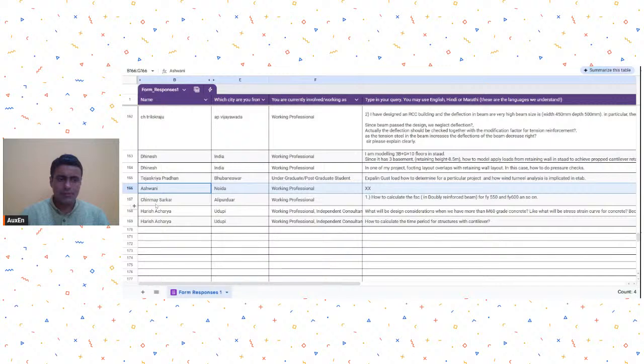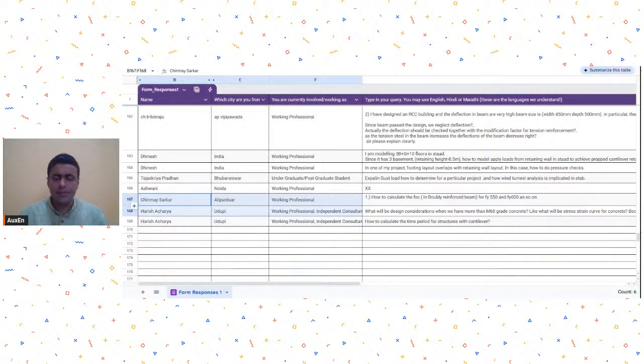So, we'll start with Engineer Chinmay Sarkar. He is joining us from West Bengal, Alipurduar, and he is a working professional. His question is how to calculate the FSC for doubly reinforced sections. We have to calculate the FSC, that is the stress in compression steel, and how to do that for grades Fe 500, 550, and 600, and so on.